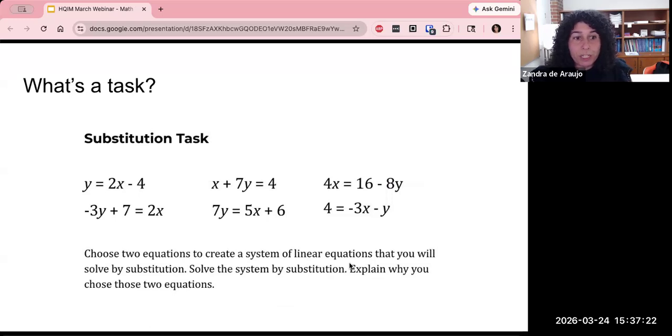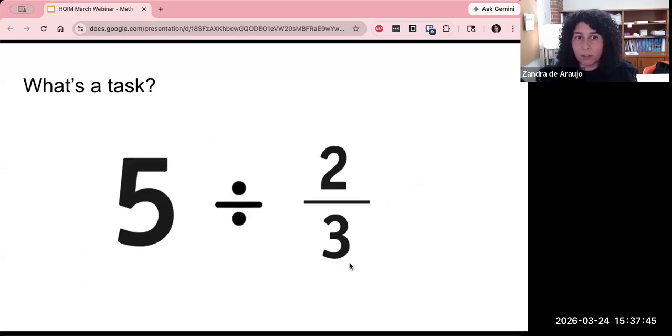So choose two equations to create a system of linear equations that you would solve by substitution. I give a shout out to my colleague, Sam Otten from the University of Missouri. He has a really nice article where his brother and he wrote about this task, and I love it. So I use it all the time. Thanks, Sam. But this is also a task. Now, these are pretty rich tasks, and a lot of people may be like, oh, but what about tasks that look like this? I would say this is also a type of task.